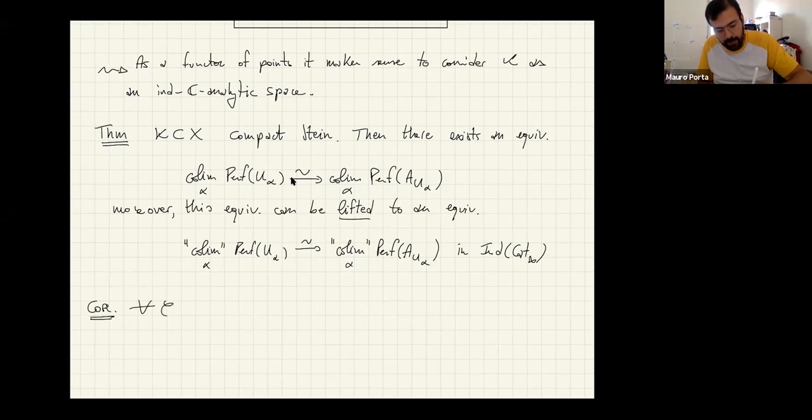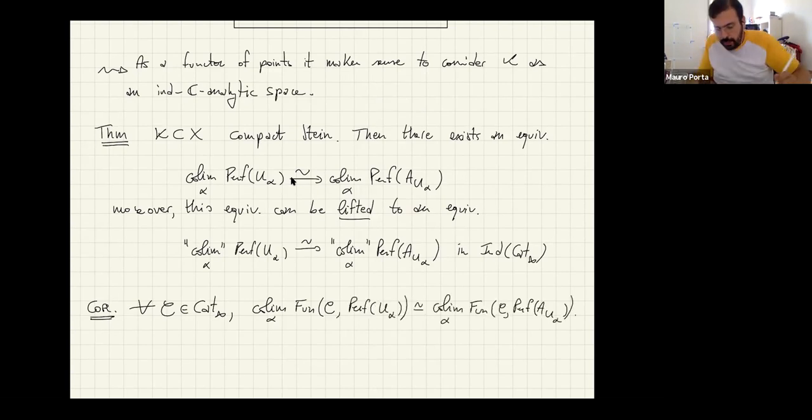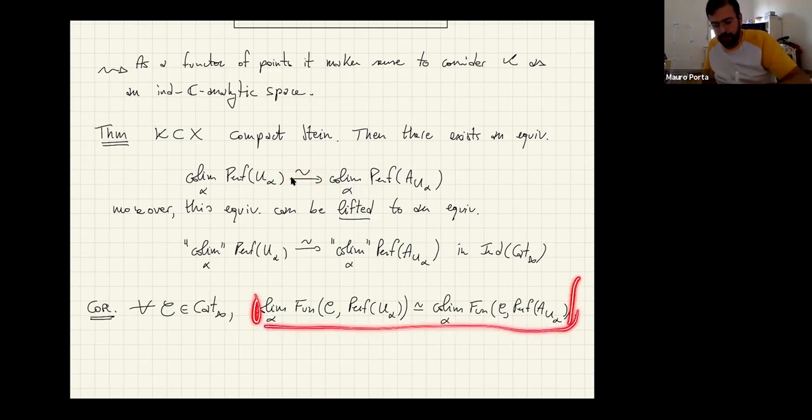for every infinity category C, we have colimit over alpha of functors from C to perf U alpha is equivalent to colimit over alpha of functors from C to perf A U alpha. And of course, if you only knew this thing, there would be no way to deduce this thing.